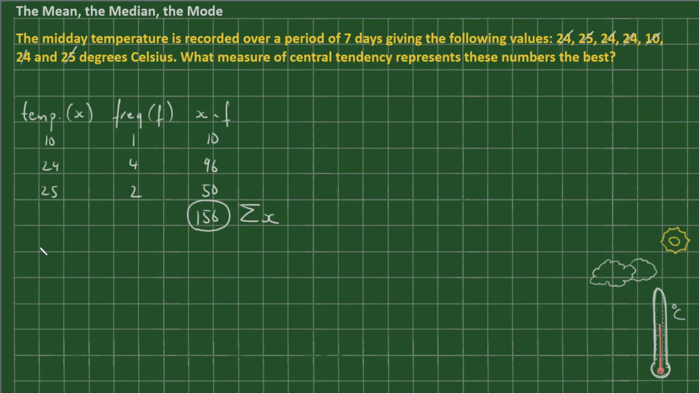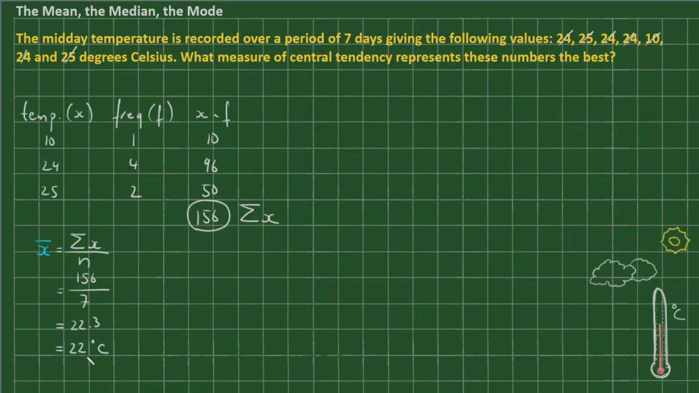So now I can calculate the mean. I can calculate x bar. Remember, x bar equals the sum of all x values over n. In this particular case, the sum of all x values is 156 and n is 7. 156 divided by 7 will give me 22.3. And I'm going to round it to a whole number to give me 22 degrees Celsius. So the mean temperature is 22 degrees Celsius.